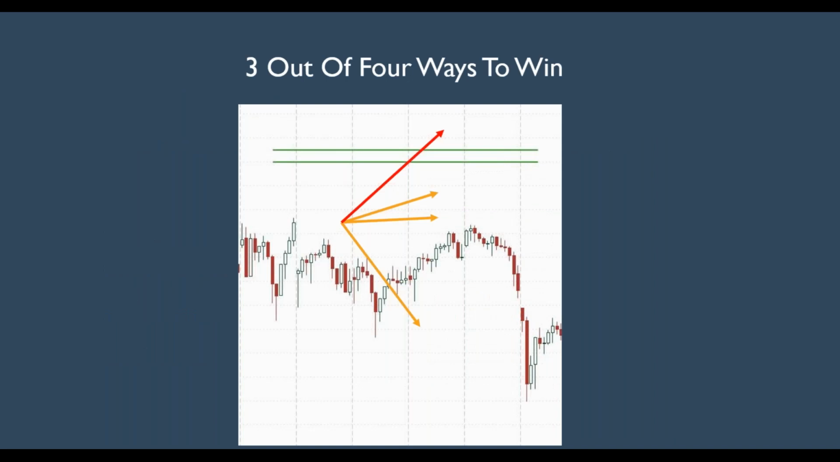The beauty of credit spreads is you have 3 out of 4 ways to win. If we look at this bear call, we're looking for the market to go down. Well, if it does, we're going to profit. If it goes sideways, we're going to profit. If it goes slightly up, we're going to profit. The only way we're going to lose is if it goes completely against this, and one of the rules I use is when I get a measured move against me, I will get out. I never take these all the way till expiration.